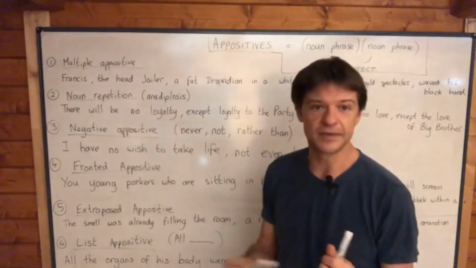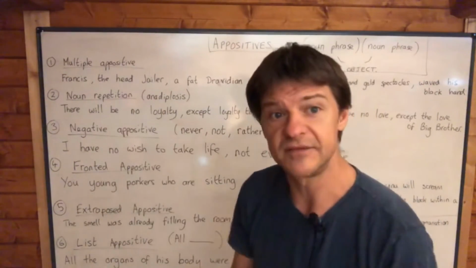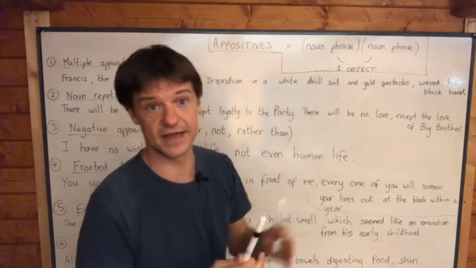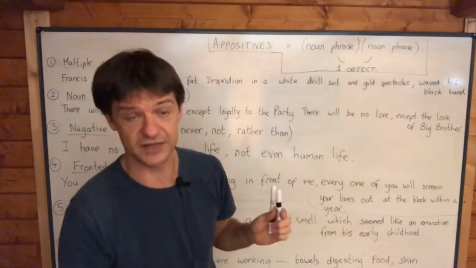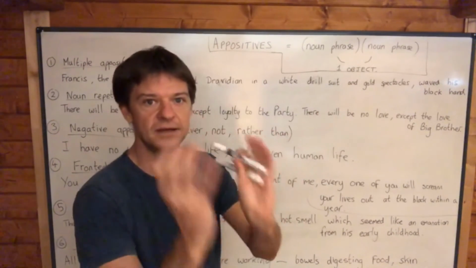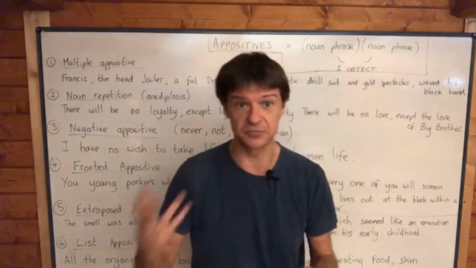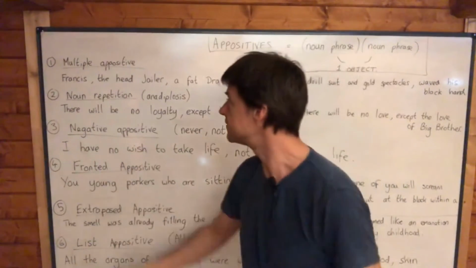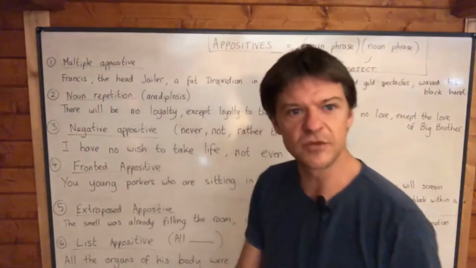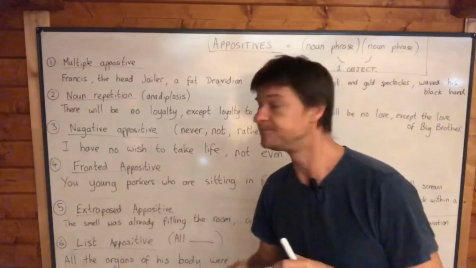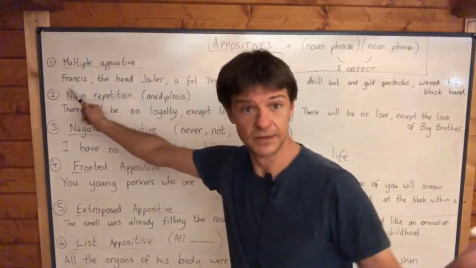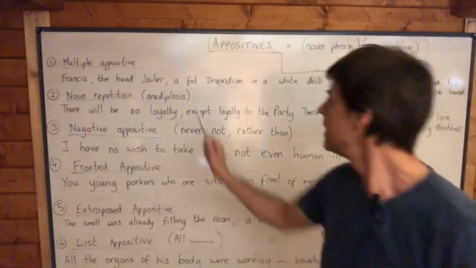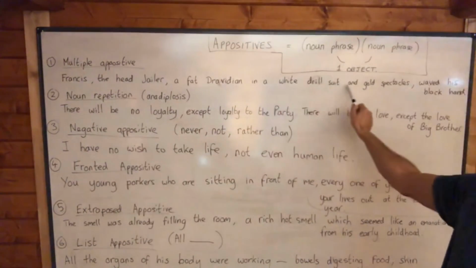So the multiple appositive just means that you have more than two noun phrases. You've got three noun phrases or four noun phrases, and every single noun phrase refers to the same object. So it's still an appositive, but it's a multiple appositive. Have a look at this one. I think it's from George Orwell's The Hanging. Francis, that's one guy, right? The head jailer, that's the same guy. A fat Dravidian in a white drill suit and gold specs.